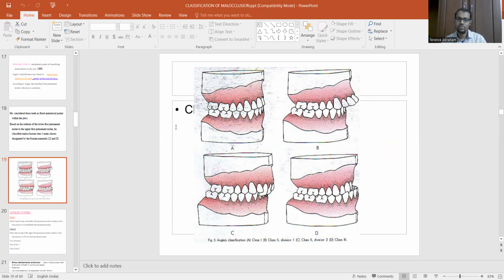He divided class 2 molar relation into two types, class 2 D1 and class 2 D2. Figure B is class 2 D1, that means class 2 molar relation with severely proclined maxillary anteriors. And class 2 D2, that is figure C, you can see the retroclined upper central incisors and overlapped laterals over the centrals.